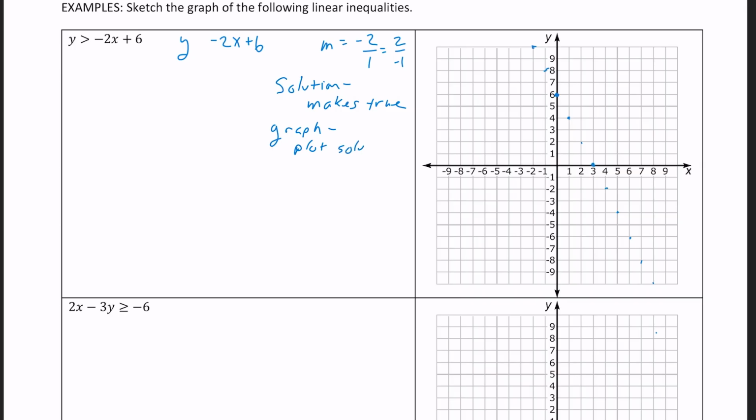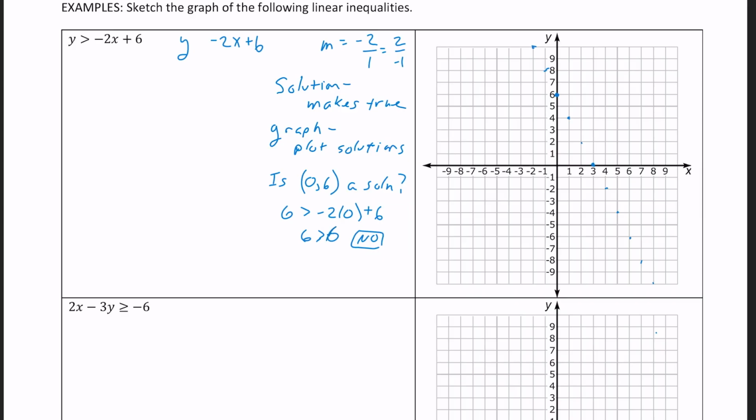So let's just look at one particular point. The point that let's look at is that y-intercept point of 0, 6. So question, is 0, 6 a solution? So let's try it. Let's put in a y value of 6, an x value of 0, and ask, is 6 greater than 6, yes or no? And the answer is no. 6 is not greater than 6. 6 is equal to 6, but it's not greater than 6.